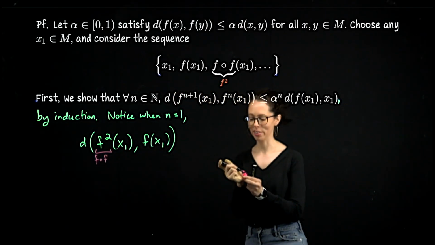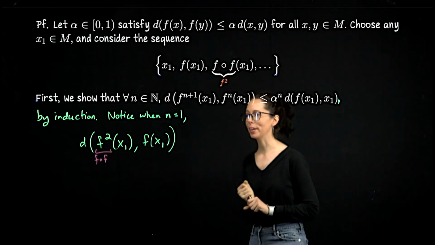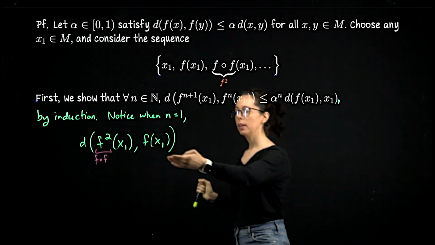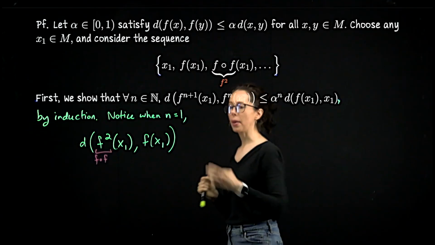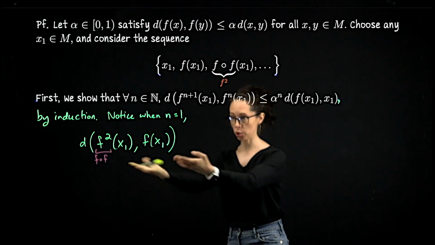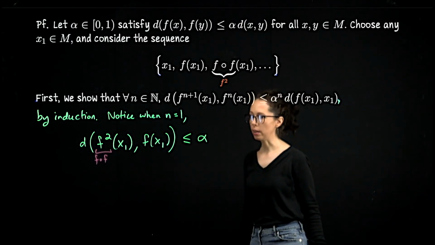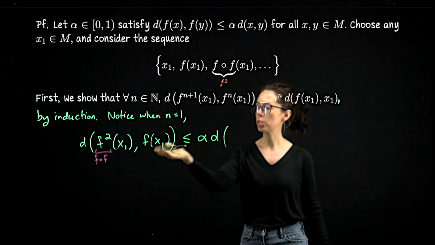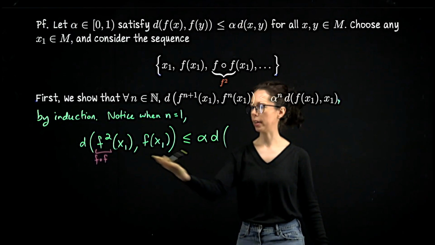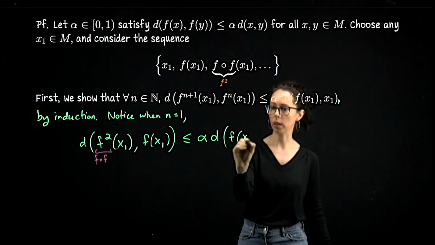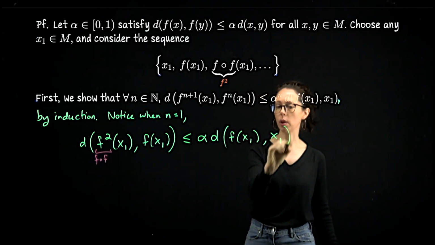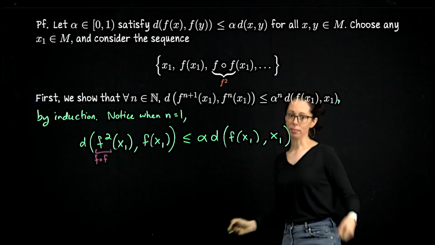That's the last time I'll mention this notational convention that we are adopting here. So f of f of x1 compared with f of x1, what can we say about this distance? Well, f is a contraction, and these are two outputs. So we can say that this is less than or equal to the Lipschitz constant alpha times d of, just peel off one iteration of f here. For the first term, we'll have f of x1, and for the next one, we'll have x1, and that's it.